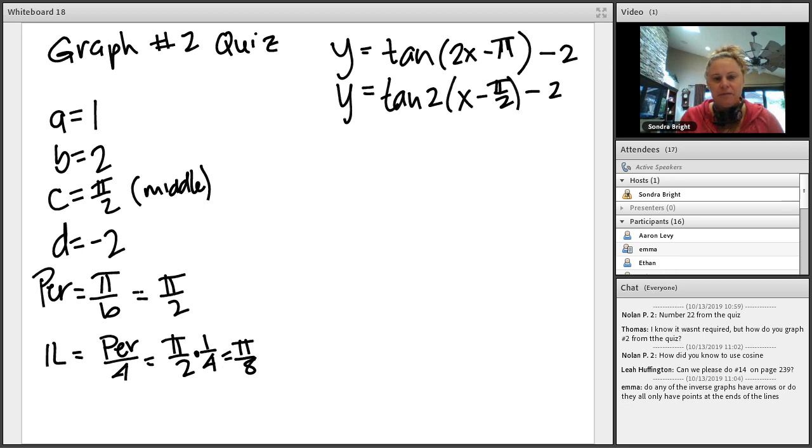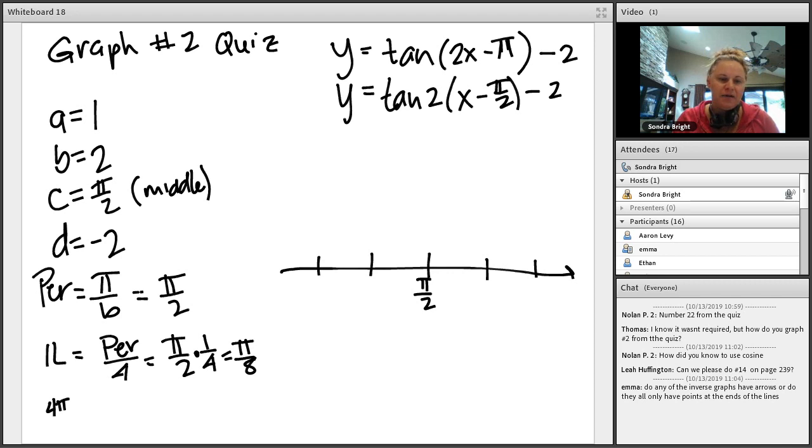And so when you graph this guy, you got womp, womp, womp, womp, womp. All right, I've got 5 tick marks. C is the middle one for tangent, so pi over 2 would be in the middle. And then you're going to subtract pi over 8 from it. So that would be what, 4 pi over 8. I rewrote pi over 2 for a common denominator. Minus pi over 8 would give me 3 pi over 8.